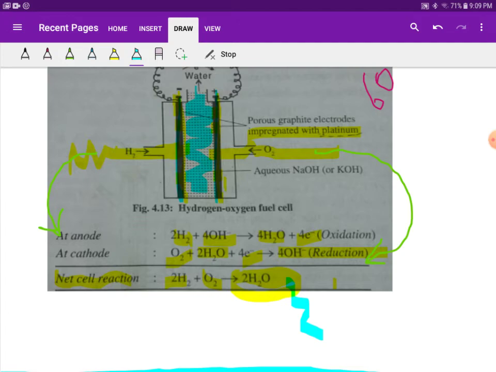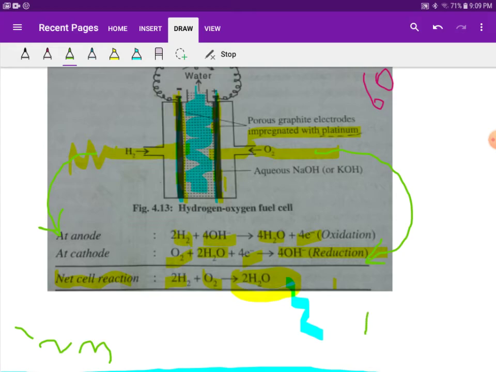So it is a cell having no waste or no dust due to the combustion. The product is only water molecule. So those are the importance: highly efficient, no polluted byproducts, and also it can be reusable. That is the main advantage of the hydrogen oxygen fuel cell.